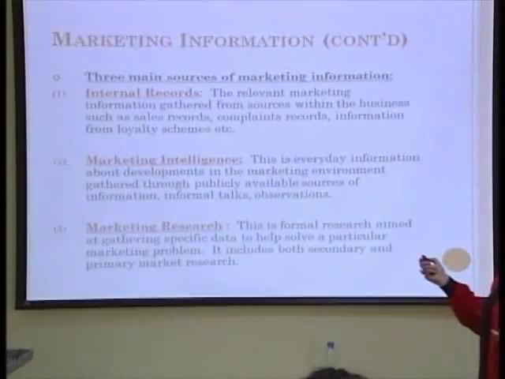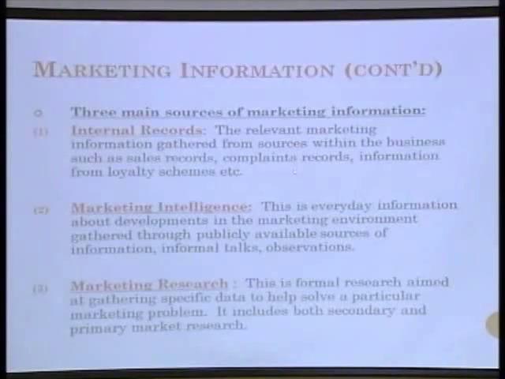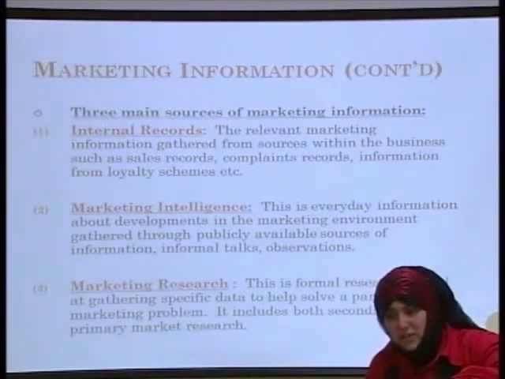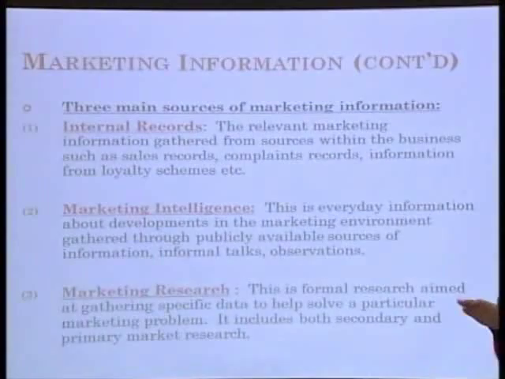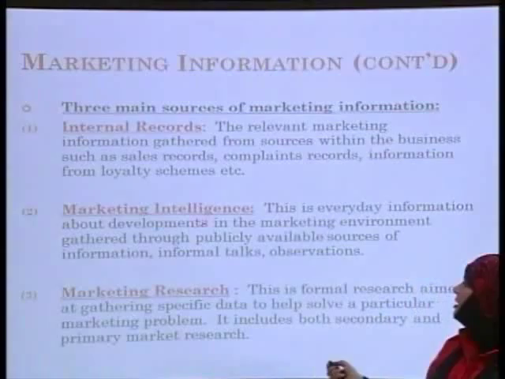Okay. Three main sources of marketing information. We have the internal records. The internal records means from inside the organization. So the relevant marketing information gathered from sources within the business, such as sales records, complaints records, information from loyalty schemes, and so on. You have records of complaints, records of sales, records of different aspects, so that you can analyze the information in such records and get the information. This is one source.